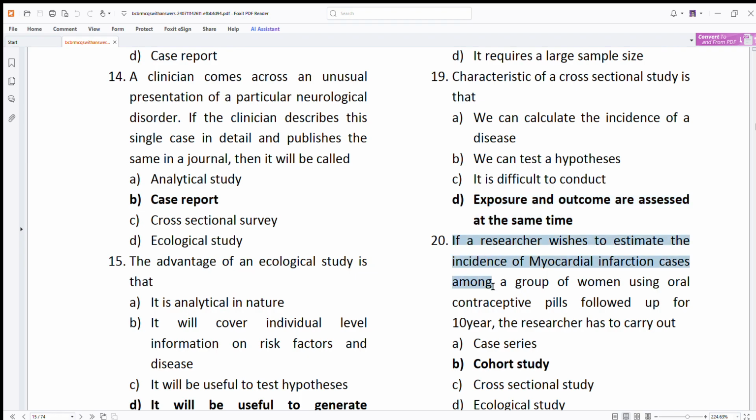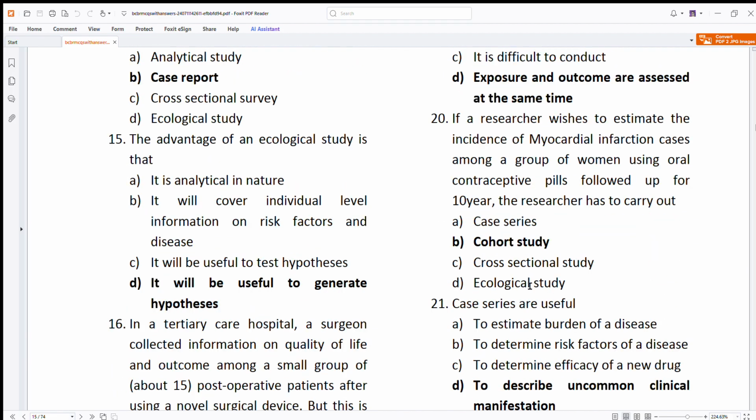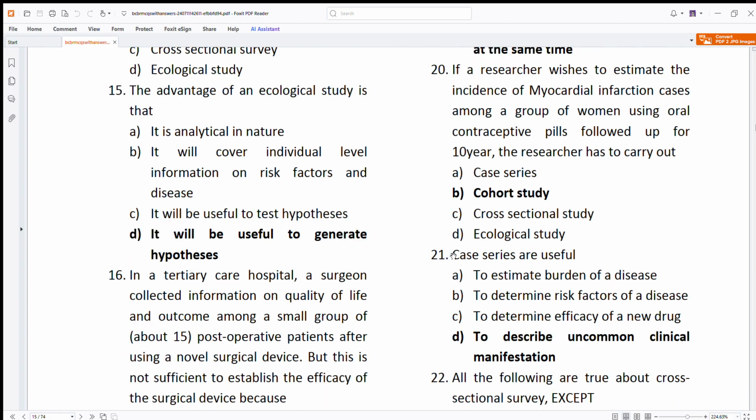Then if a researcher wishes to estimate the incidence of myocardial infarction among a group of women using OCPs followed for 10 years. Yeah, cohort study, true. Because incidence is new cases. So new cases you can only get in a cohort study, not in a case control. Case control you have cases and controls. That is a retrospective study generally. Cohort study can also be retrospective and prospective, it depends.